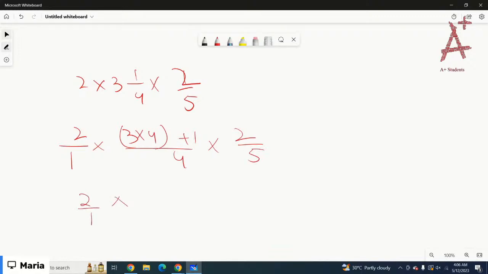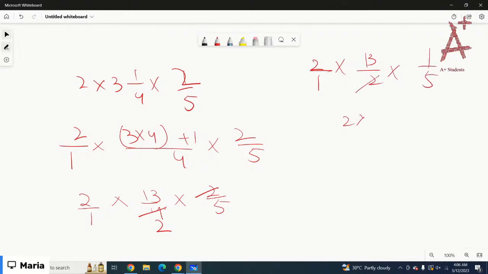It would be 2 over 1 times 3 times 4 is 12 and 1, 13 over 4, and times 2 over 5. You can divide 2 times 1 is 2 and 2 times what number is 4? 2 times 2 is 4. It would be now 13 by 2. Let's just multiply all the numerators. 2 by 1 times 13 by 2 times 1 over 5. Also you can cancel 2 times 1 is 2. Got it? You are left with just 13 over 5.